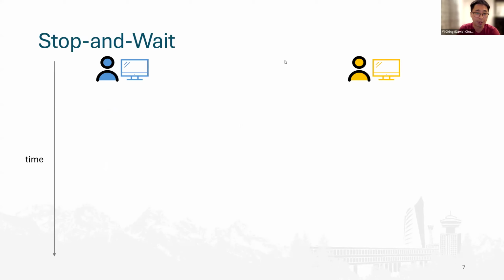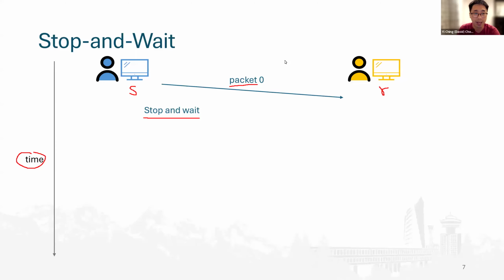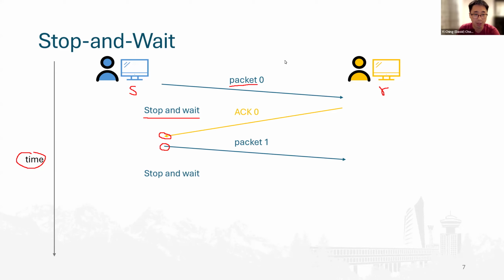How can we visualize that? Here, we have a sender and we have a receiver, and this is the time. The sender will send the first packet to the receiver and then stop and wait immediately. The sender will be waiting for the ACK from the receiver. The sender will only send the next packet after it receives the ACK from the receiver. Now, after sending the next packet, the sender will stop and wait again, waiting for the ACK from the receiver. So that's the main idea. That's how we can visualize this method.